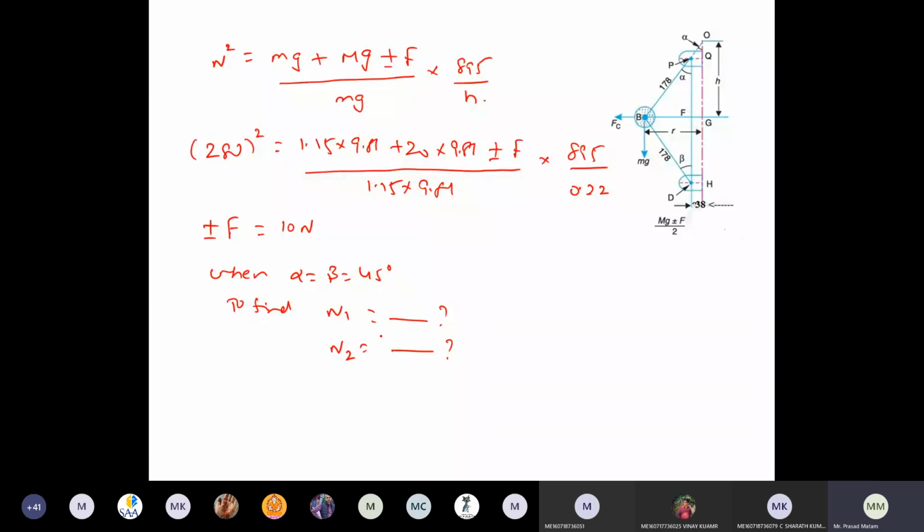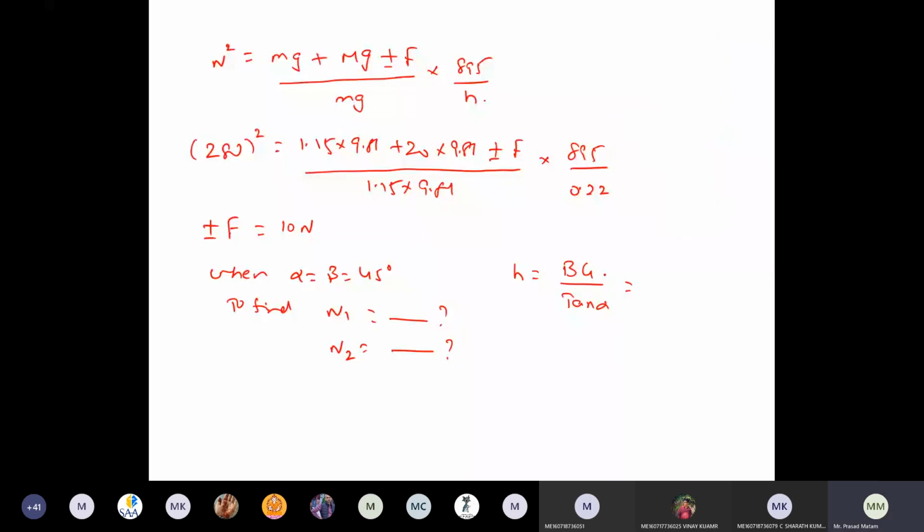So when alpha and beta have changed, the height of the governor also changes. Can you find the height of the governor here? When alpha is equal to beta is equal to 45 degrees, what is the height of the governor? We have the height of the governor H is equal to BG by tan alpha. BG is nothing but the radius of rotation. What is that value? Radius of rotation, how much did we get?